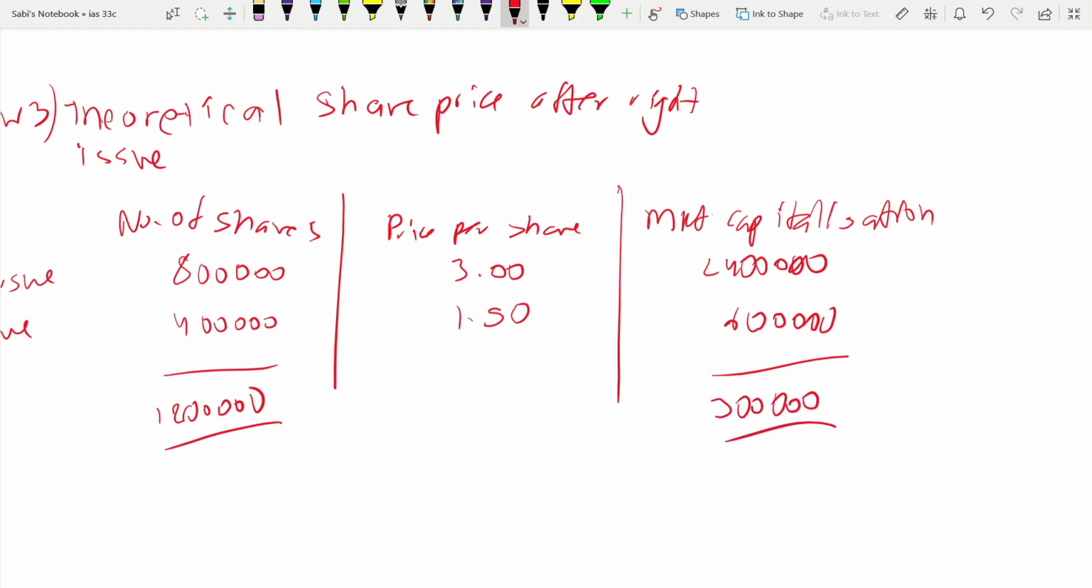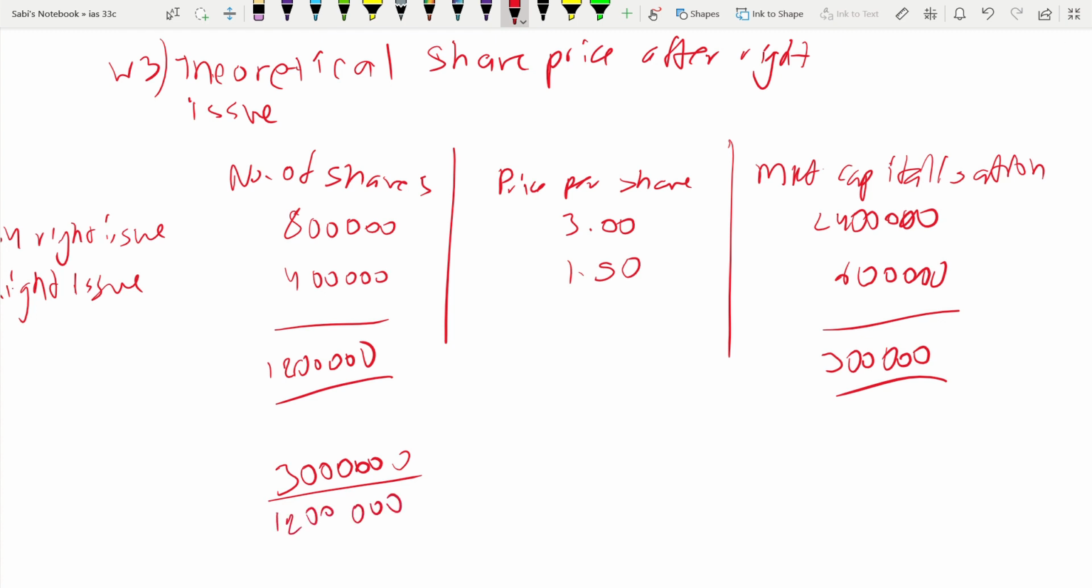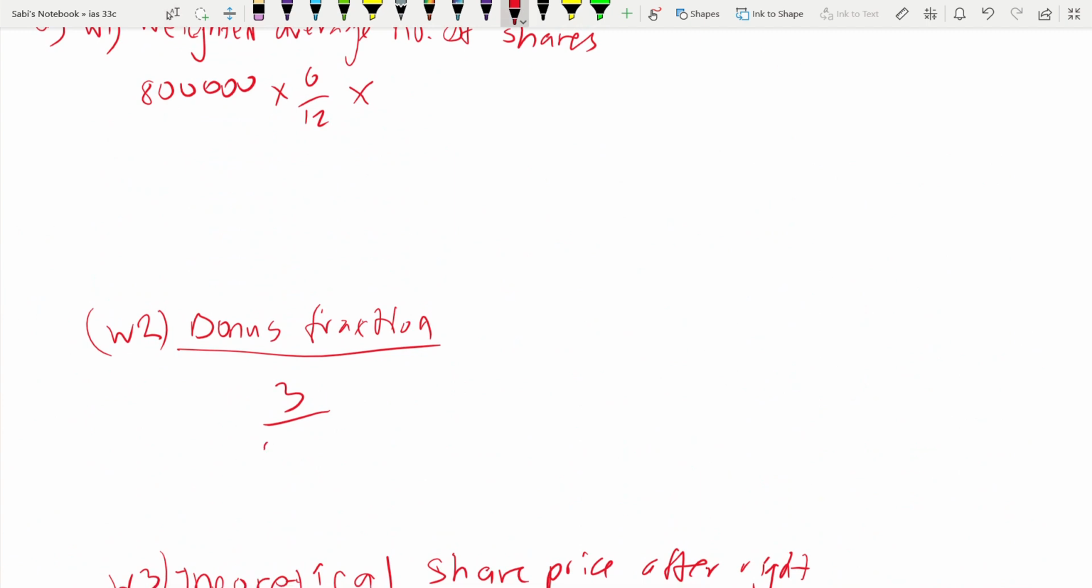Okay, and theoretical market price will be 3 divided by 1.2 million. So 3 million divided by 1.2 million. It will be equal to 2.5. So you see, this is the theoretical market price, 2.5. We'll take this 2.5 here to find the bonus fraction.